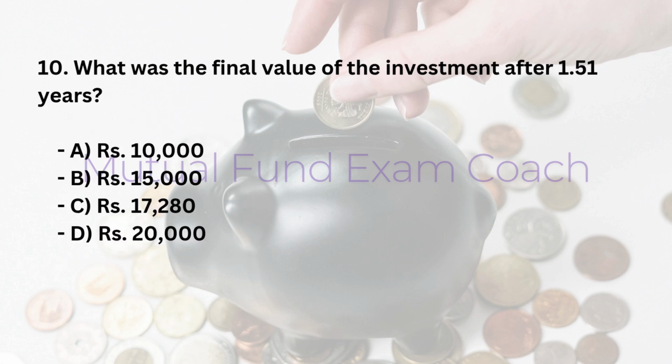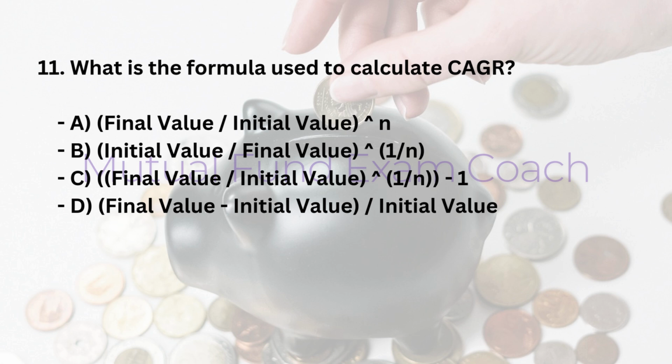10. What was the final value of the investment after 1.51 years? A. 10,000 rupees. B. 15,000 rupees. C. 17,280 rupees. D. 20,000 rupees. Answer: C. 17,280 rupees.